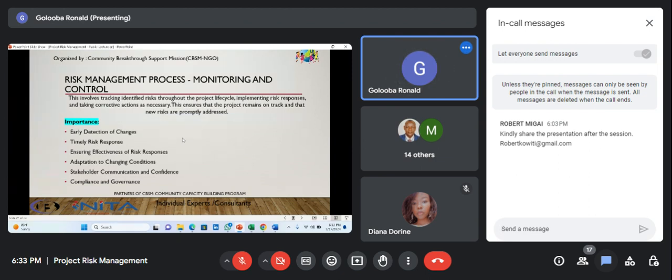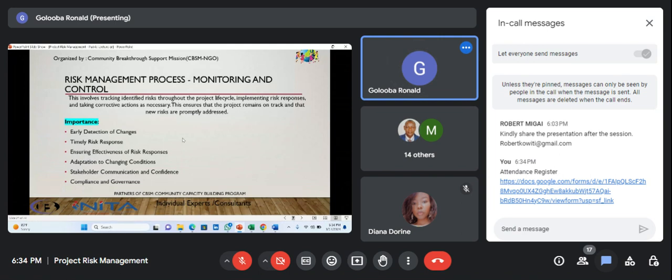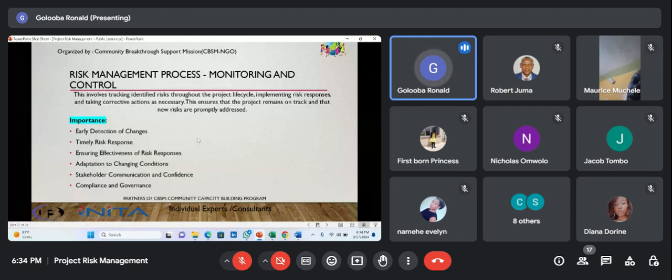Then, with monitoring, you're able to provide a timely response to the risks because you minimize the likelihood and severity of the consequences associated with the identified risk. This also helps maintain project momentum and prevents schedule delays and ensures the project stays within budget. Then it ensures effectiveness of risk response.